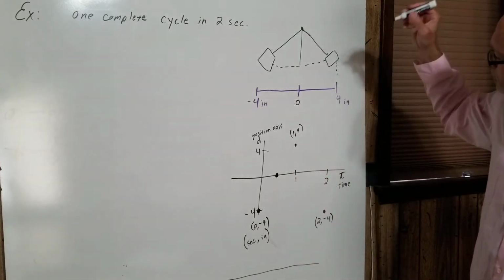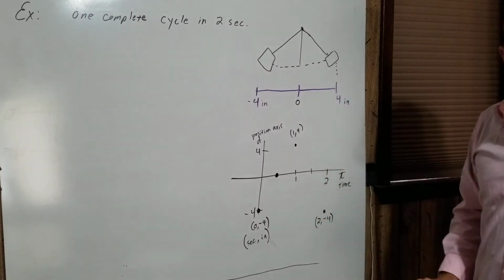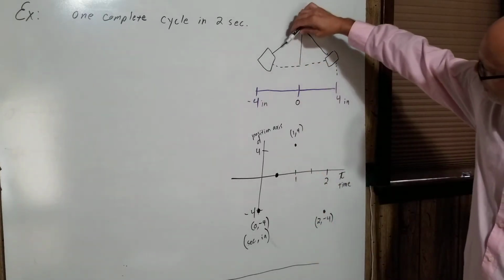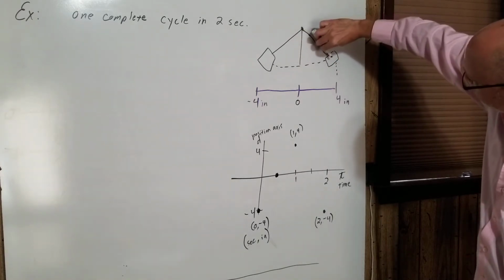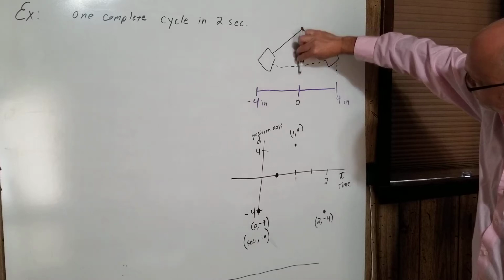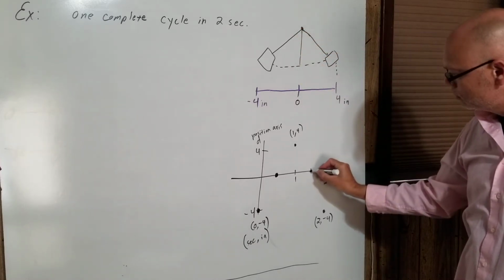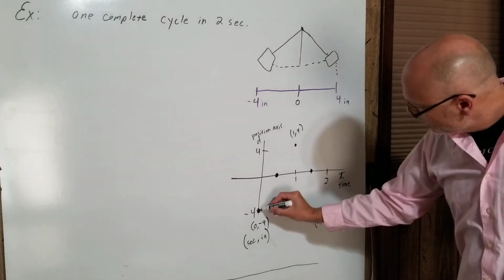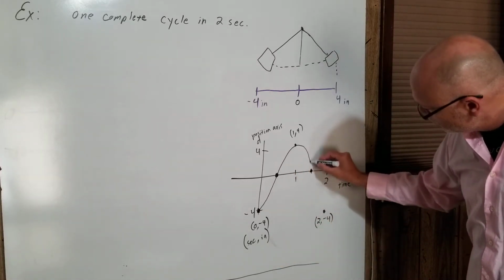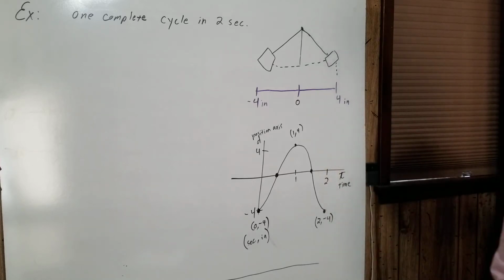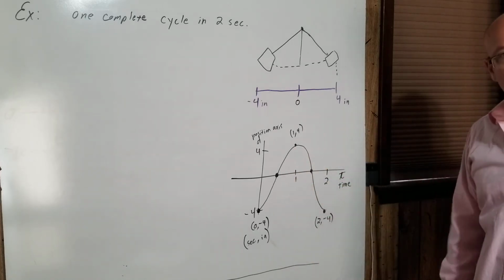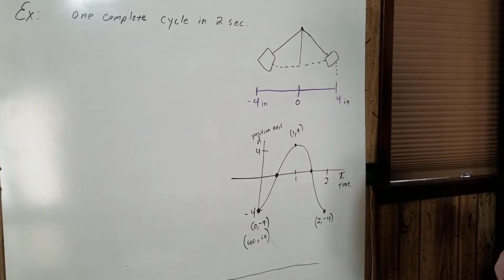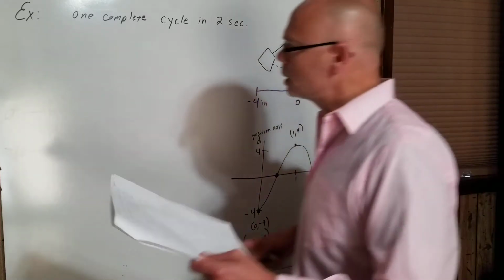How about at 1.5 seconds? We said from here to here is a half a second, then we're at 1 second. Then if we go back, we're at 1.5 seconds, and we're back at 0. So what if I connect these points with a nice little curve? I get a curve that looks like that. And what does that look like? That looks like the cosine function reflected across the x-axis.